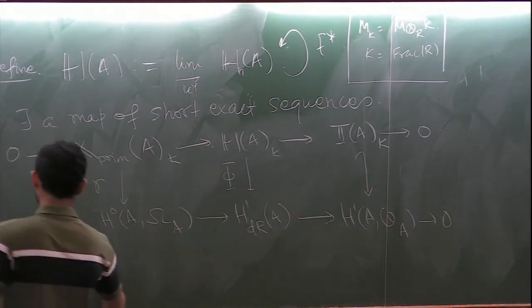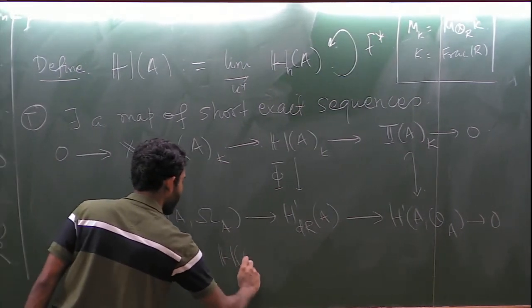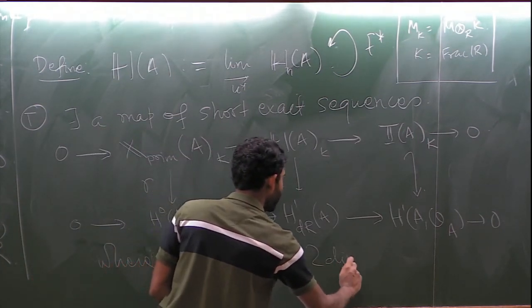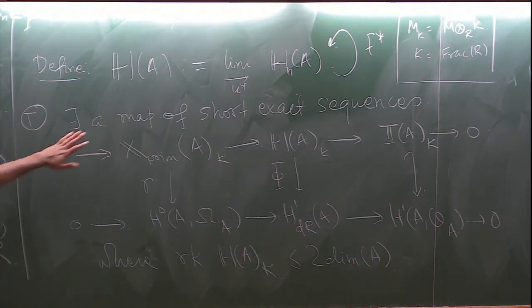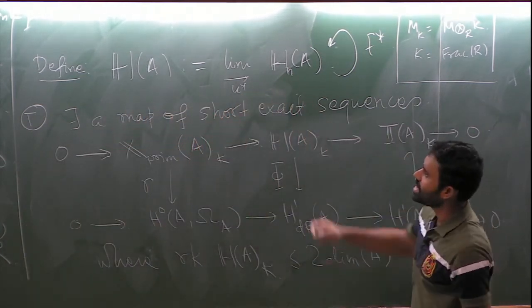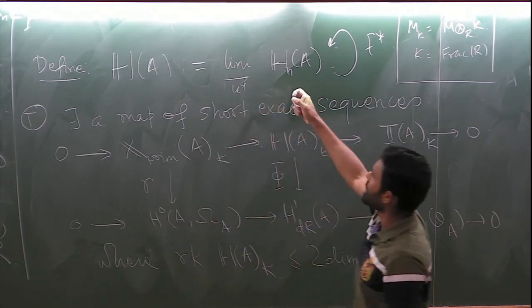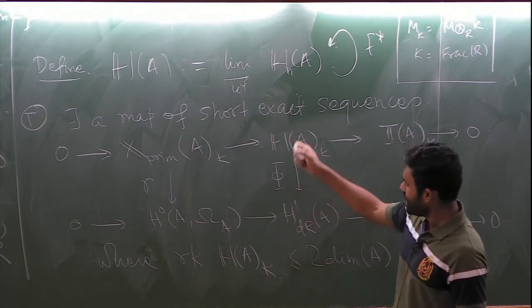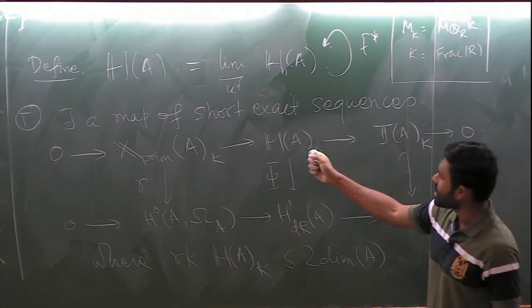Okay, but let me complete the statement, where the dimension of H of A is less than or equal to 2 times the dimension of A. One thing to note is that this is actually an increasing system. Each H_n of A, the ranks are increasing, but the point is that it stabilizes. This is a finite R module actually. And as a vector space over K, its dimension is less than or equal to 2 times the dimension of A. And on this, it has a semilinear operator.